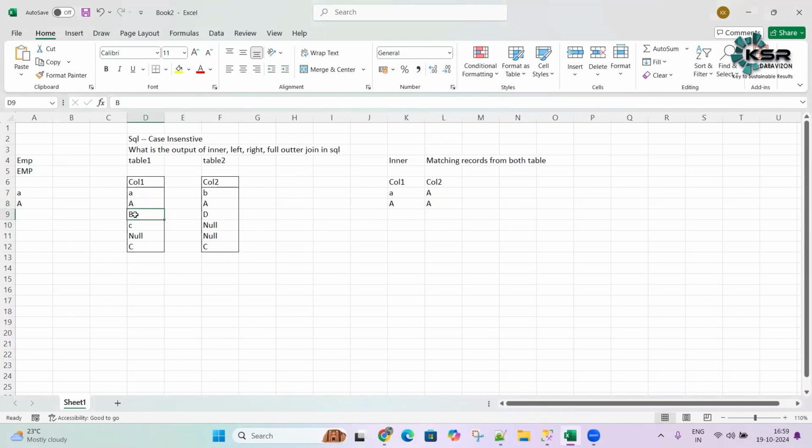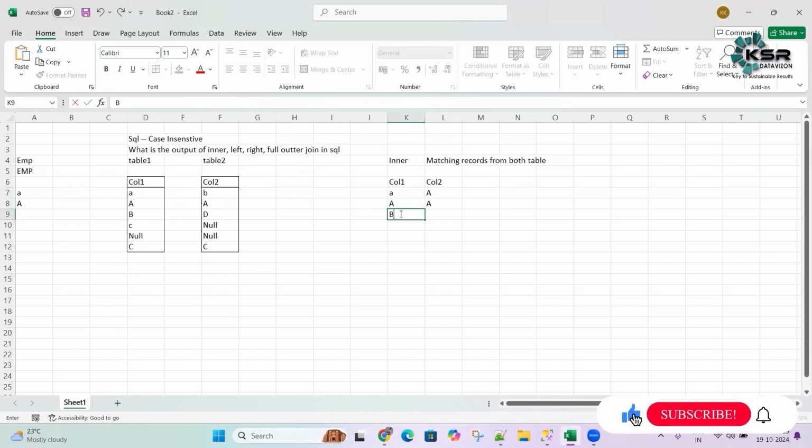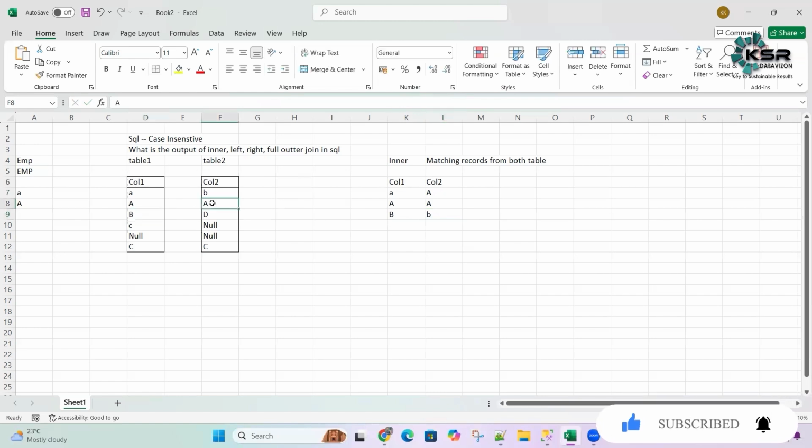Now next, let's consider B. B matches with B? Yes. Since it's case insensitive, it matches. So we consider B: in column 1 it's a capital 'B' that is matching, whereas in column 2 it's a small 'b'. Now next, B matches with A? No. B matches with D? No. B matches with null? No. No. No. So B is over.